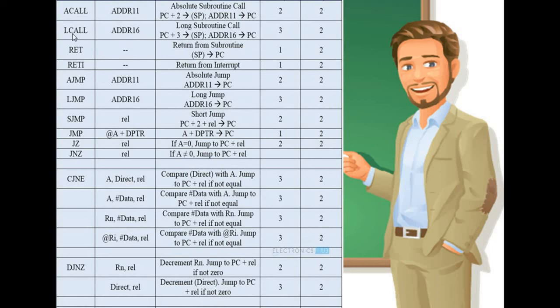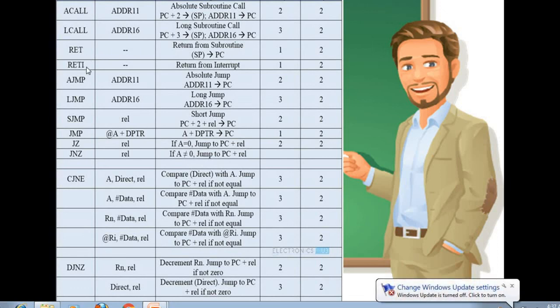Here is long subroutine call. It is the same thing, but it takes a longer time to execute this program. Return from subroutine: after performing the subroutine operation, we need to get back to our main program, that is, stack pointer to PC. Return from interrupt: if a non-maskable interrupt occurs while performing a task, it has to perform that interrupt without any delay. After performing that interrupt, it has to get back to its original program.